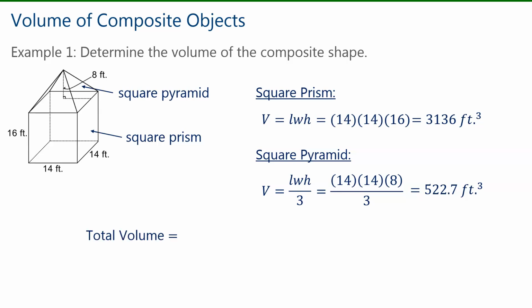So now the total volume would be just the sum of these two volumes, 3,136 plus 522.7, which is 3,658.7 cubic feet.